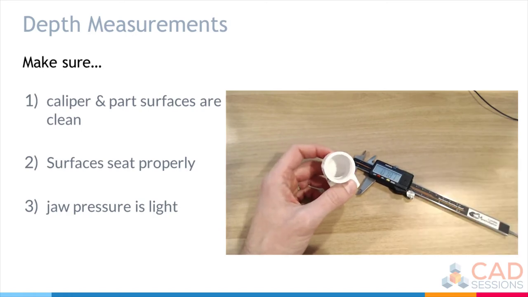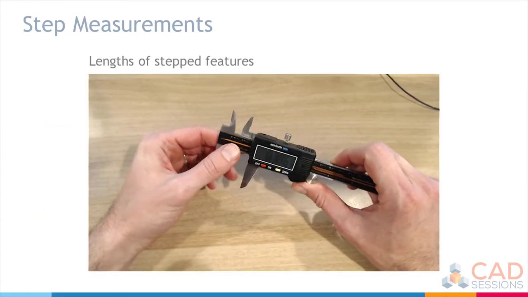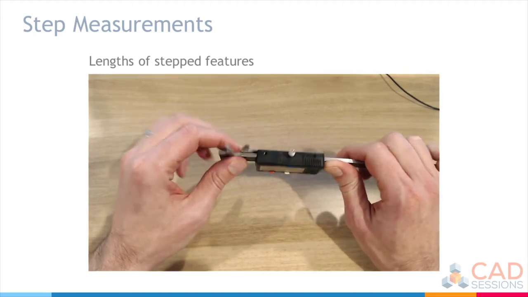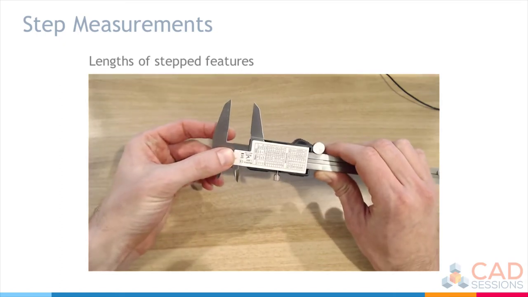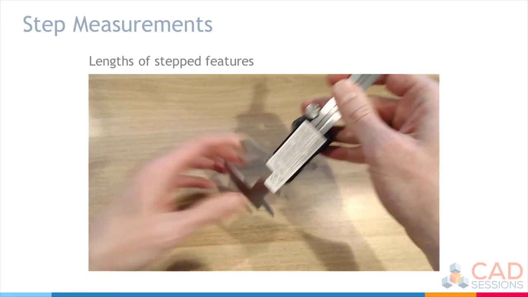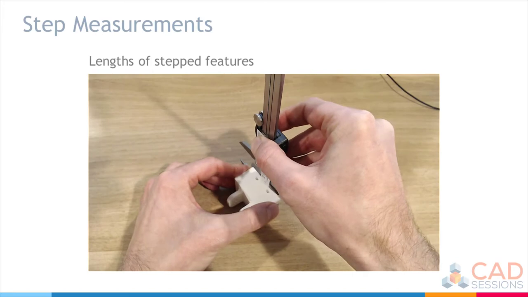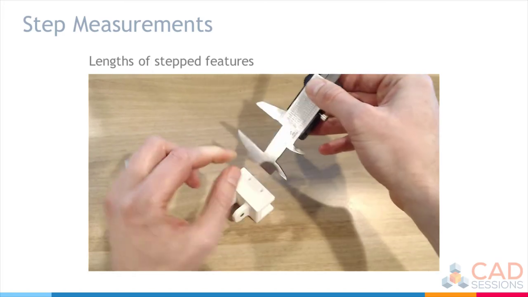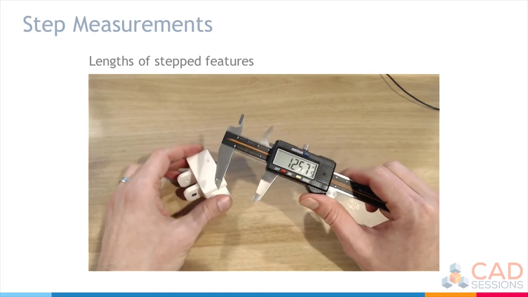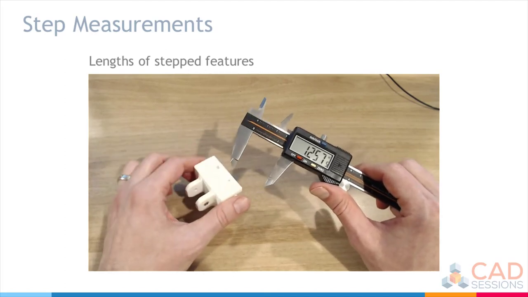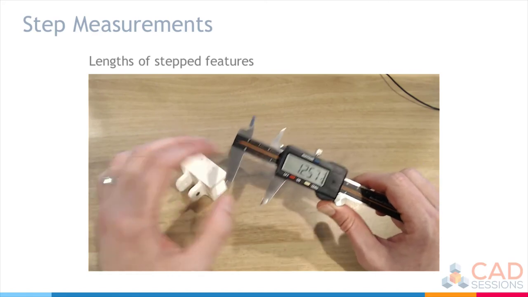Now let's quickly talk about step measurements. The step function in the caliper is a little different. It kind of overlaps the other functions, and it's this back part here. When you have a part, you can take a measurement of where this surface seats. This distance here is the step measurement. It can be used for height measurements or depth measurements, if the object can accommodate this large part of the caliper. It doesn't really fit into one category.